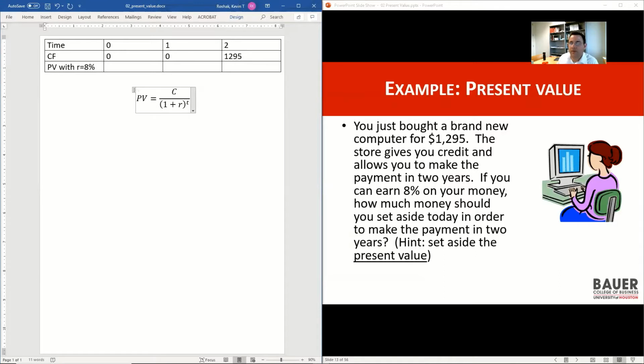Pretty straightforward. So we've got the first 2 steps for any problem. Make sure you know the cash flows. Make sure you know what formula you should be using. Next, we want to make sure we put the right values into the formula.